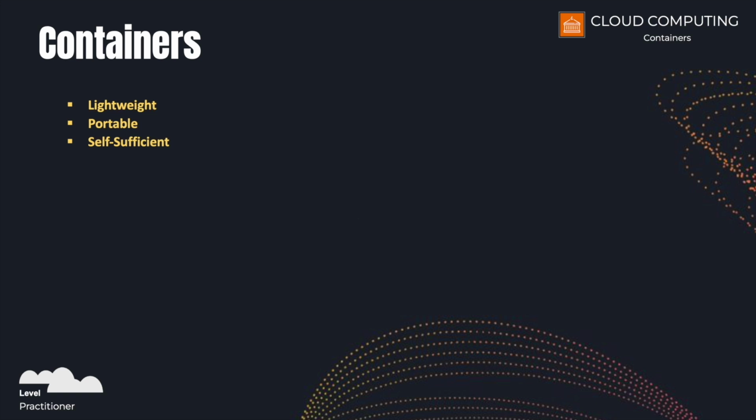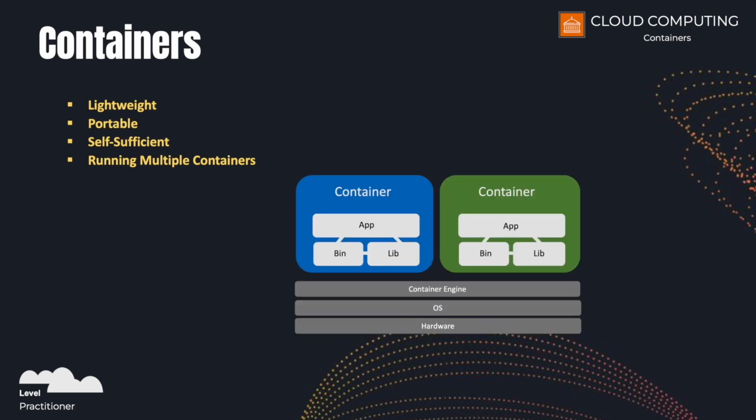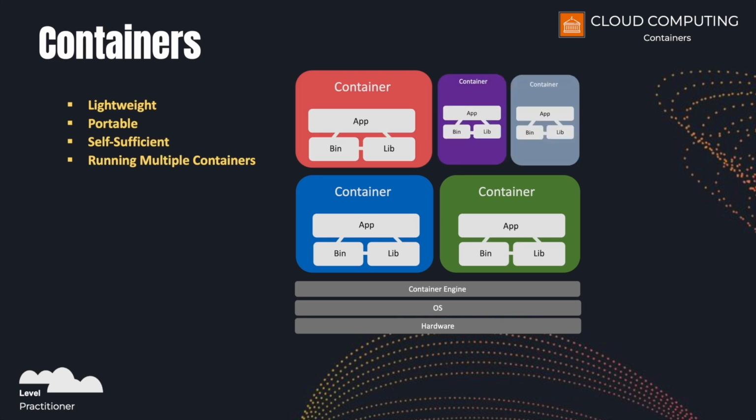With containers, you don't need to dedicate a server or an operating system for your application. Instead, containers can share the host operating system, allowing multiple containers to run on the same OS kernel. That means you can have one machine and one OS and run several containers, each with its own application and dependencies without affecting each other.